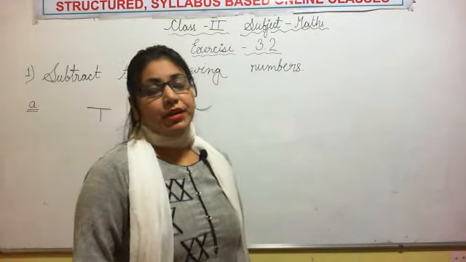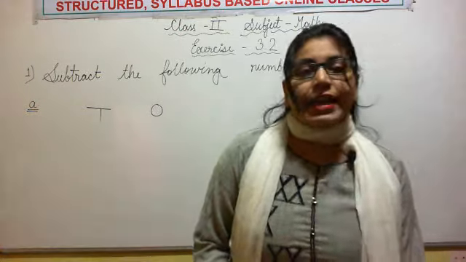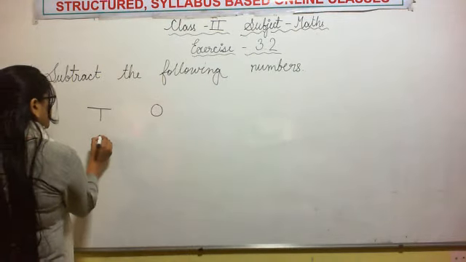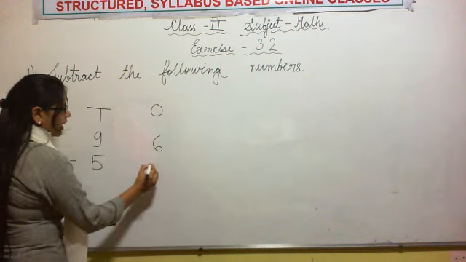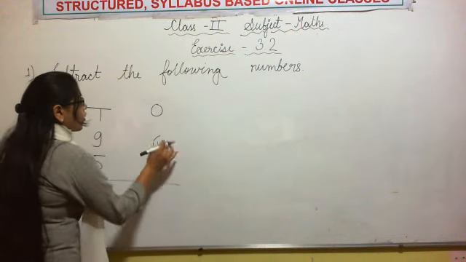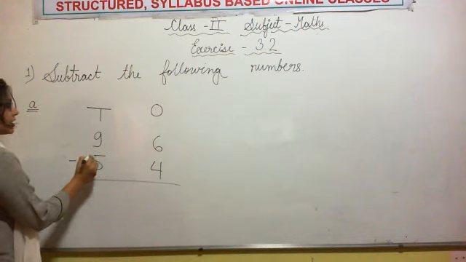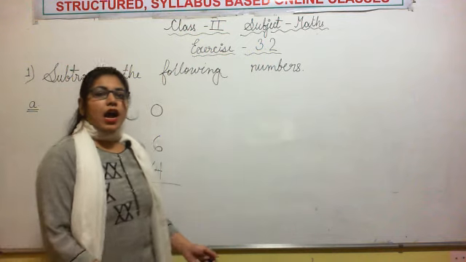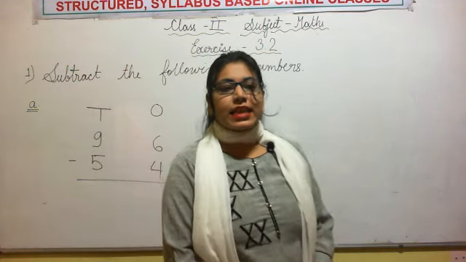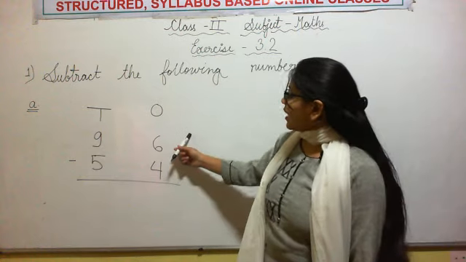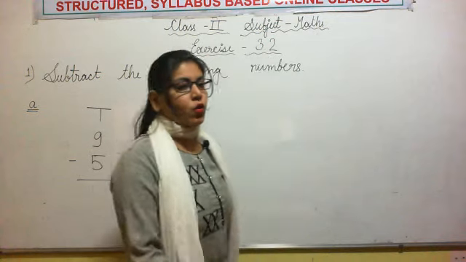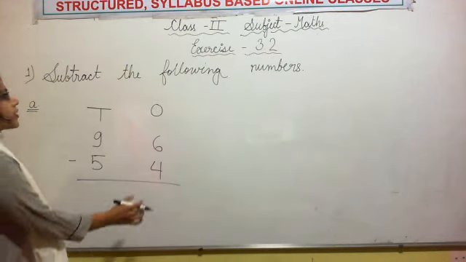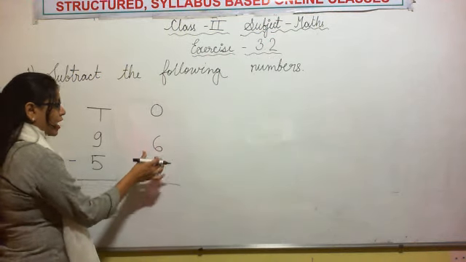Now we will write the numbers: 96 minus 54. Ones below ones and tens below tens. We remember, after writing the places we will write ones below ones and tens below tens, okay? So now how to do it? We will subtract ones from ones.